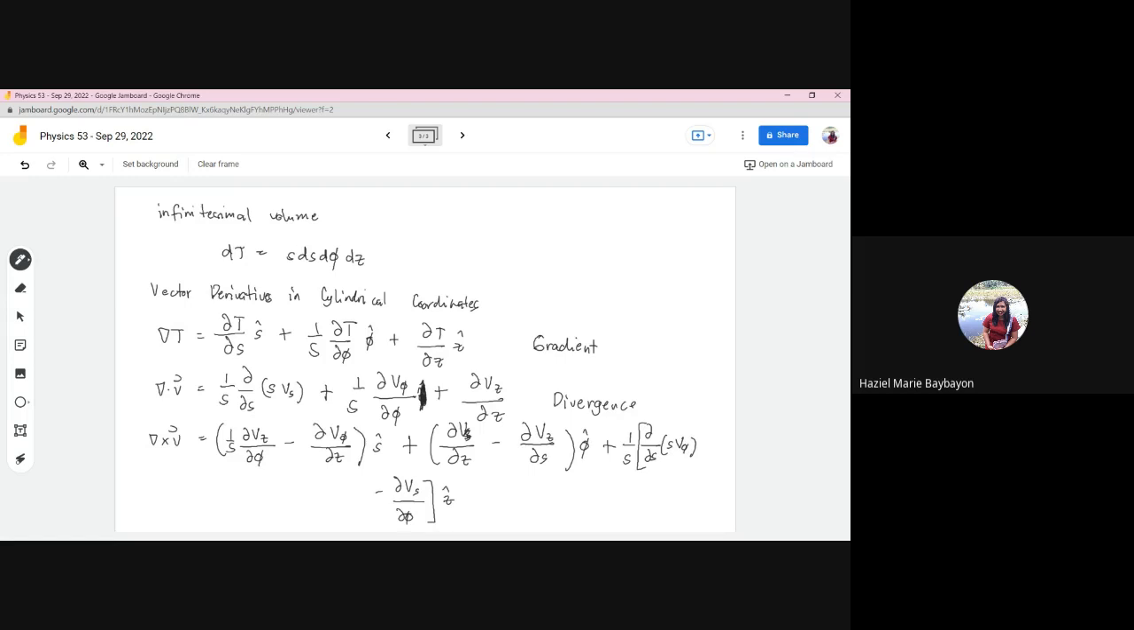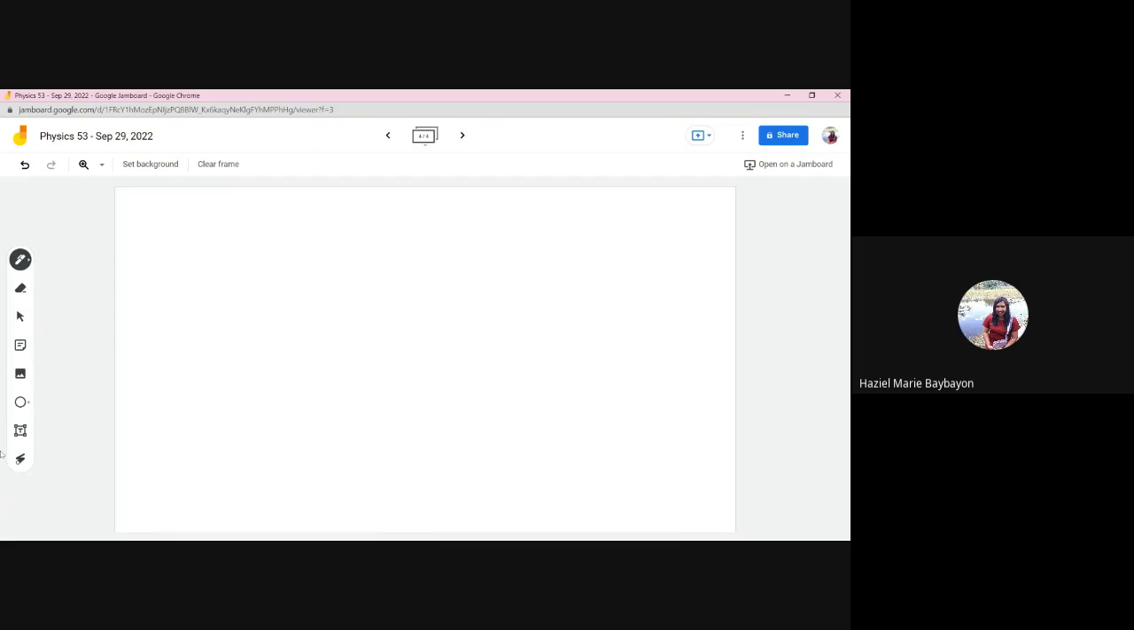How about the Laplacian? So for the Laplacian in terms of the cylindrical coordinates.